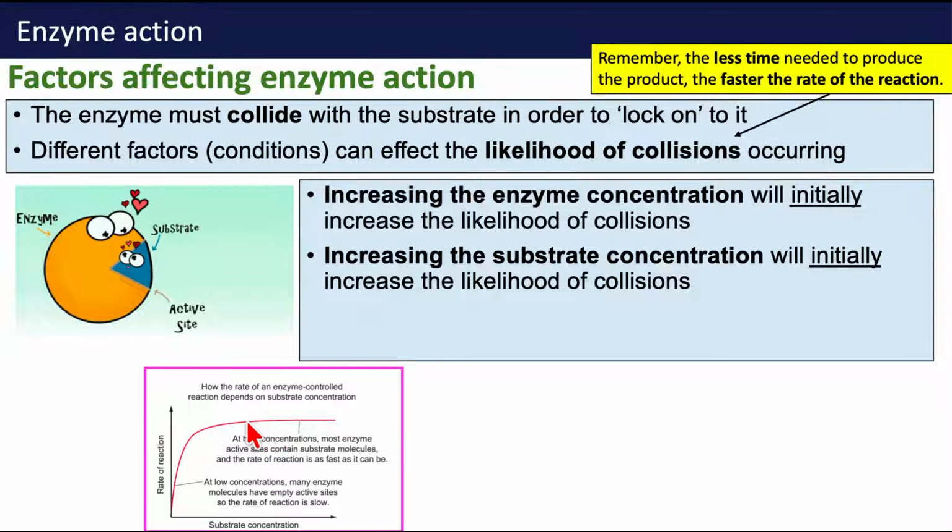So you're eventually going to run out of available enzymes, even though you're adding more and more substrate. So the rate of reaction becomes constant at that point.